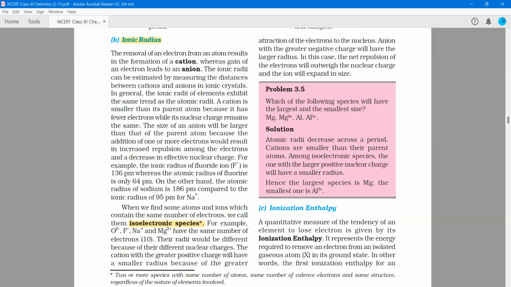So what do you expect? O2 negative to be the maximum, right? And also, if you see nicely, all of these elements are of the same period, so you can actually compare them. You all know that if you have more negative charge, then the radius is more. So here the biggest radius is that of the O2 minus, and the smallest radius is that of the magnesium 2 positive.